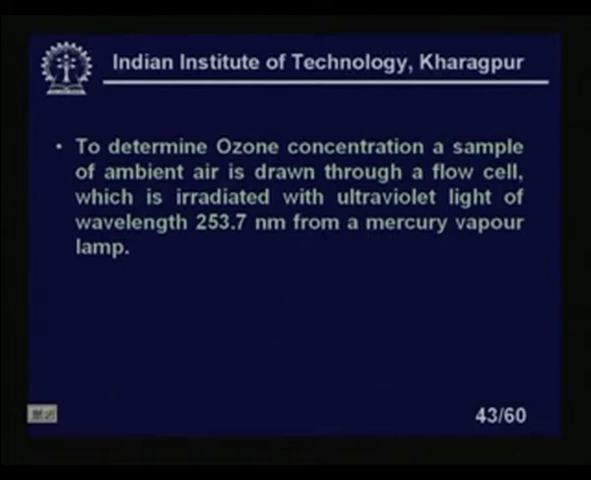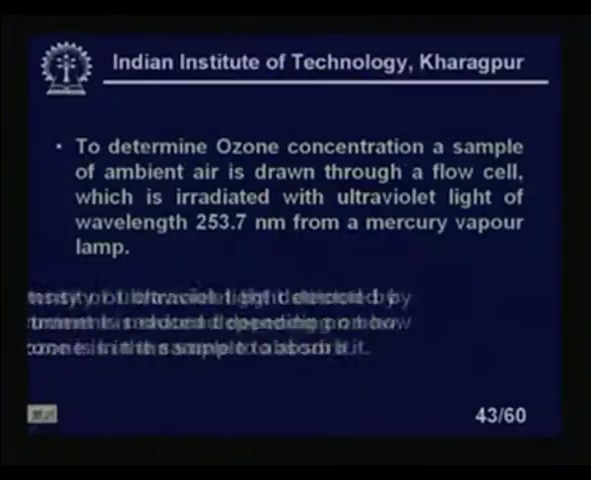Mercury vapor lamp will make a particular wavelength. Okay, this 253.7, as I told you, its line is same as the mercury. So, it will produce that particular, stable wavelength.